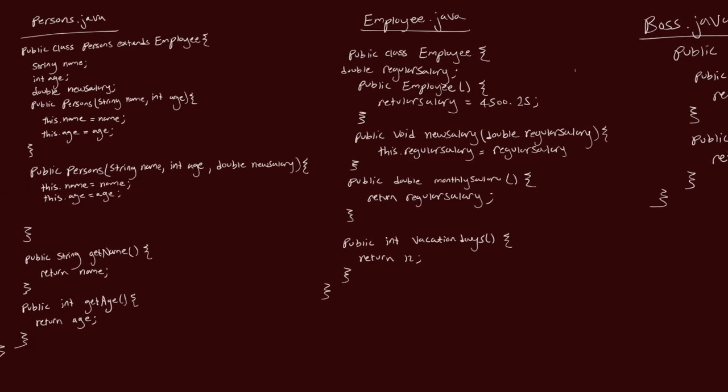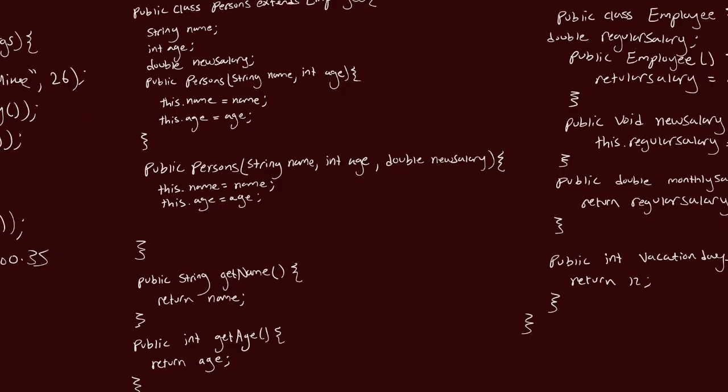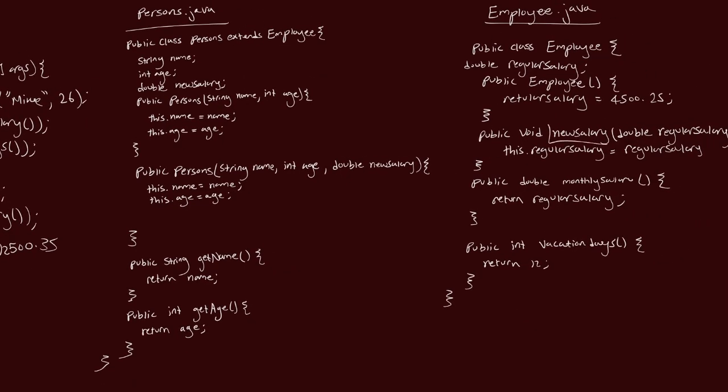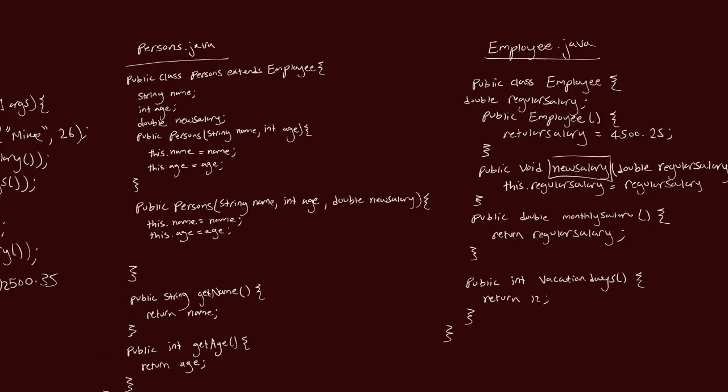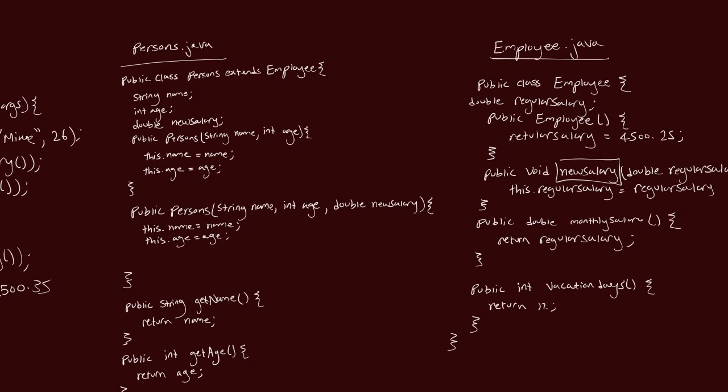There we go. Okay. Now back in our person's constructor, what we're going to do is call our new salary method. Recall that we extended our person's class to our employees class, so we can access everything in our employees class. So we can access new salary, and we can pass in this data type. I'm going to call this uppercase new salary, so it doesn't get confusing. There you go. So new salary, and we pass this in.